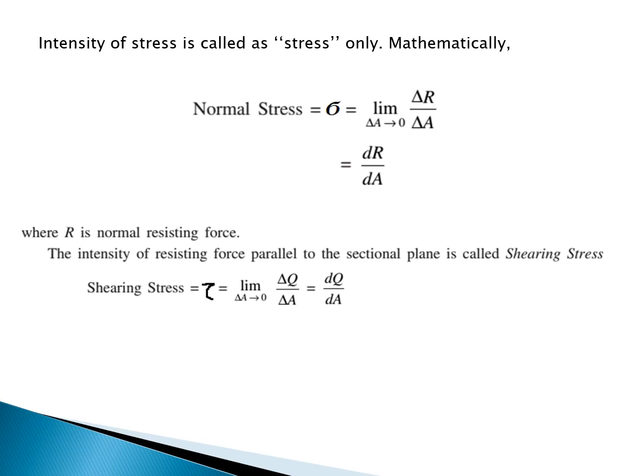So sigma equals limit delta R by delta A, and finally dR by dA, where R is the normal resisting force. The intensity of resisting force parallel to the sectional plane is called the shearing stress. So shear stress can be defined as tau equals dQ by dA, where Q is the shearing resistance.